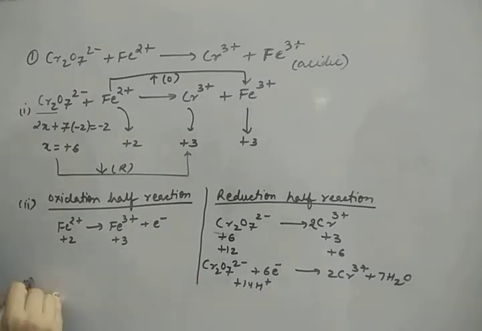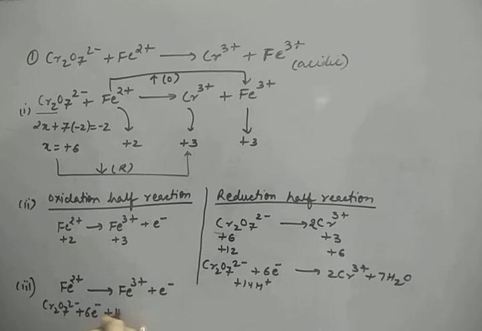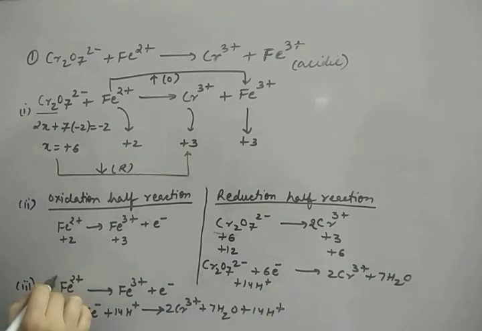Now we'll add the two half equations. Okay, so this is my first equation and this is my second equation. But I have to balance the electrons, because in the final equation no electrons should be there. So how to balance the electrons? I will multiply this equation by 6 so that 6 electrons come here.